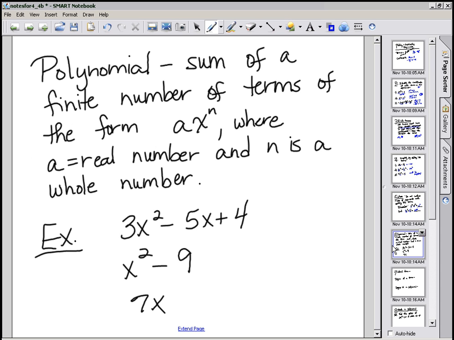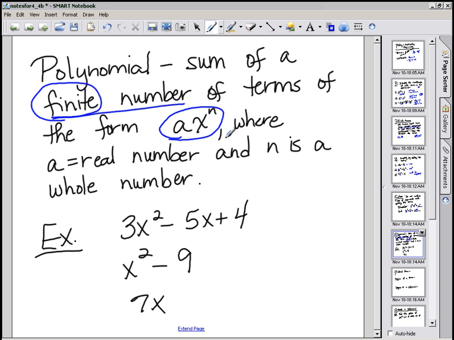Now, we're going to transition from terms to something that we call polynomials. A polynomial is just a sum of, don't let this confuse you, a finite number of terms. Finite just means countable, right? It can be 1, 2, 3, 4, 5, and so on. And they're the sum of terms of the form ax to the n. So think about those things that we were just looking at. If you had a string of those things added together, that would form a polynomial.